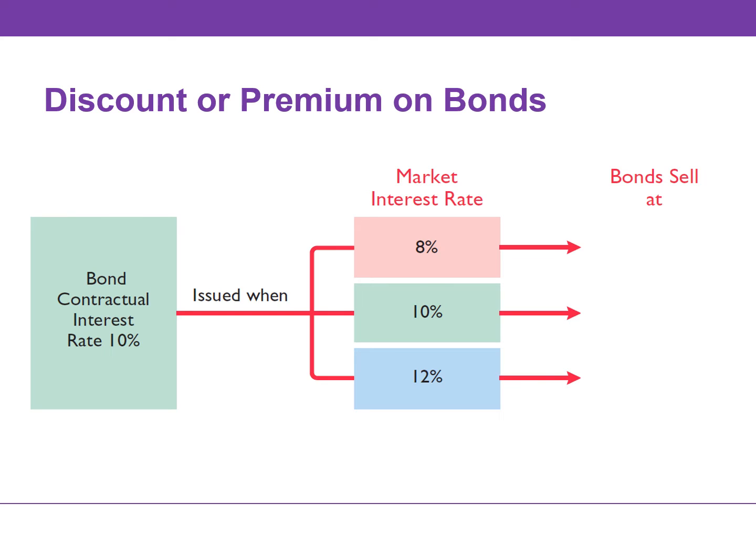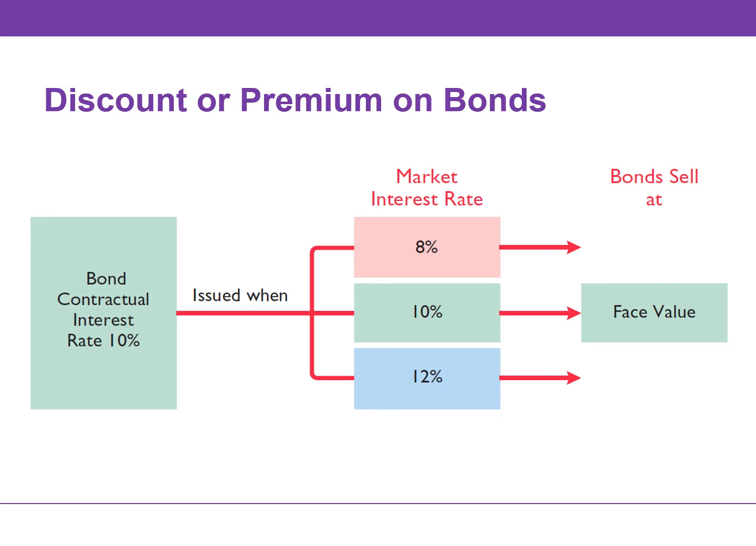In the previous example, the contractual, also referred to as the stated interest rate, and the market, also referred to as the effective interest rate, were the same. The contractual interest rate is the rate applied to the face or par value to arrive at the interest payment. The market interest rate is the rate investors demand for loaning funds to the corporation. When the contractual interest rate and the market interest rate are the same, bonds will sell at face value.